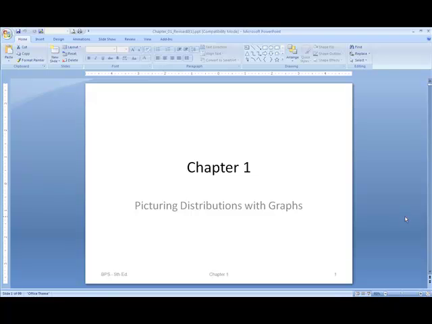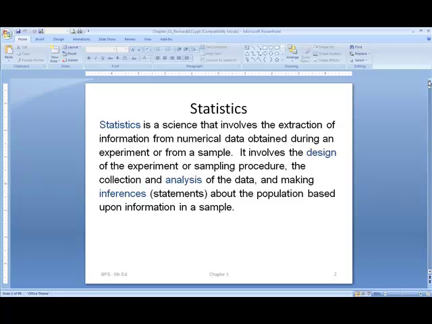So here we go. So what is statistics? It's a science that involves the extraction of information from data that's obtained during an experiment or a sample. Now, with statistics, it involves the design of the experiment or the sampling procedure, the collection and analysis of the data that comes from either the experiment or the sampling procedure, and making inferences or statements about the population based upon the information in the sample that you took.